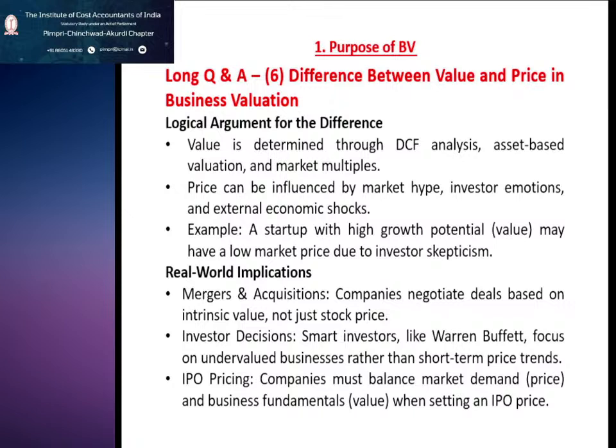Real world implications, mergers and acquisitions. Companies negotiate deals based on intrinsic value, not just stock price. Investor decisions. Smart investors like Warren Buffett focus on undervalued businesses rather than short-term price trends. And IPO pricing. Companies must balance market demand, that is price, and business fundamentals, that is value, when setting an IPO price.